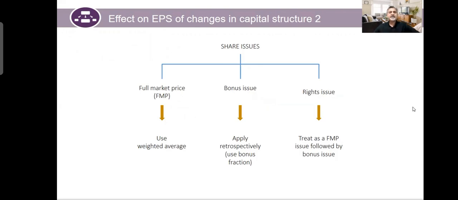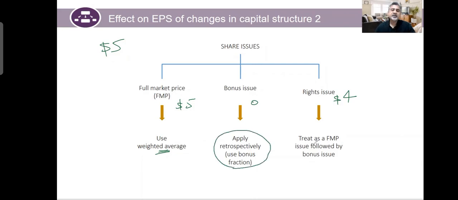Now, like I said, market price is $5, and I'm issuing them at 5, or I'm issuing at 0, or I'm issuing at 4. Use the weighted average method, which we just discussed before, straightforward. Bonus issue: apply retrospectively the bonus fraction. What is the bonus fraction? I'm going to discuss that. Or treat it as a full market price issue followed by a bonus issue. So in a rights issue case, you consider that it is a full market price issue, and then you are giving some part as bonus. Okay. And how it is going to impact the EPS.